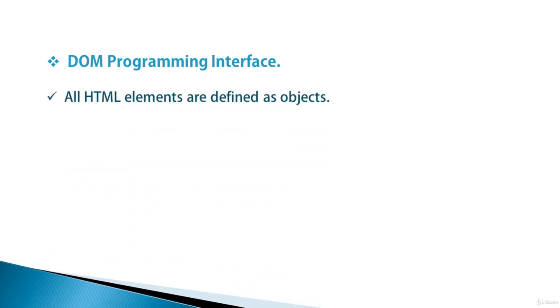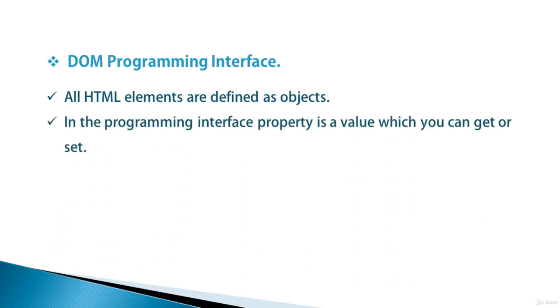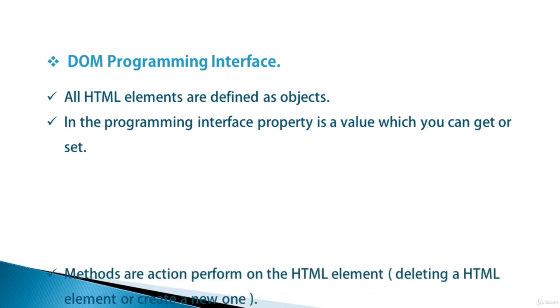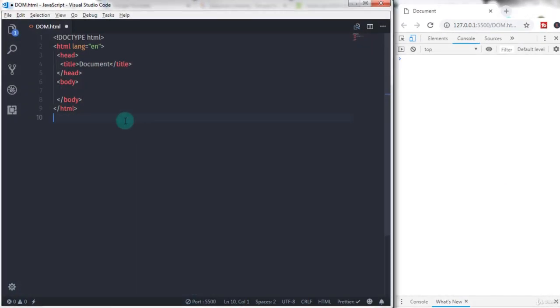As I said in the previous lecture, all HTML elements are defined as objects. In the programming interface, a property is a value which you can get or set, and methods are actions performed on the HTML elements, like deleting an HTML element or creating a new one. Now let's take a look at an example and understand how to access an HTML element using the document object model. The commonly used way to access HTML elements is a method called getElementById. Using this method, you can access any HTML element in the DOM tree.